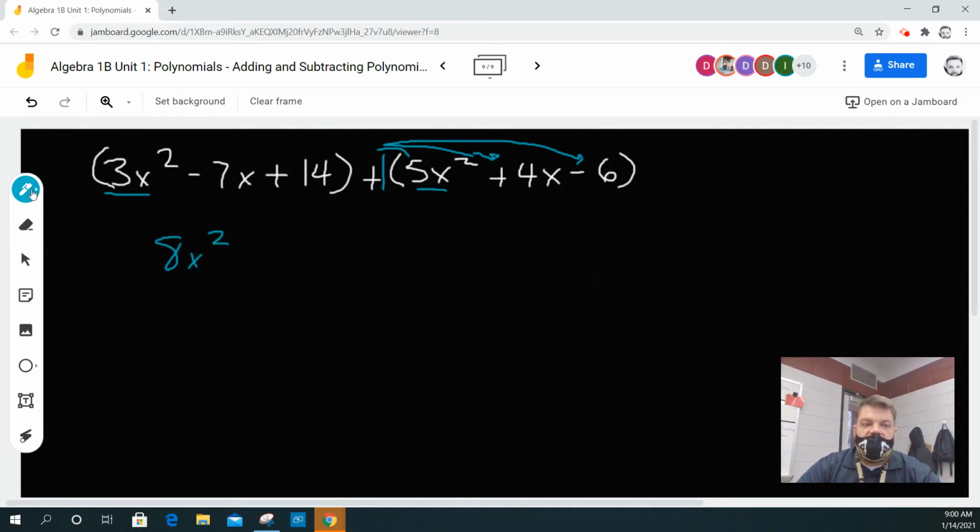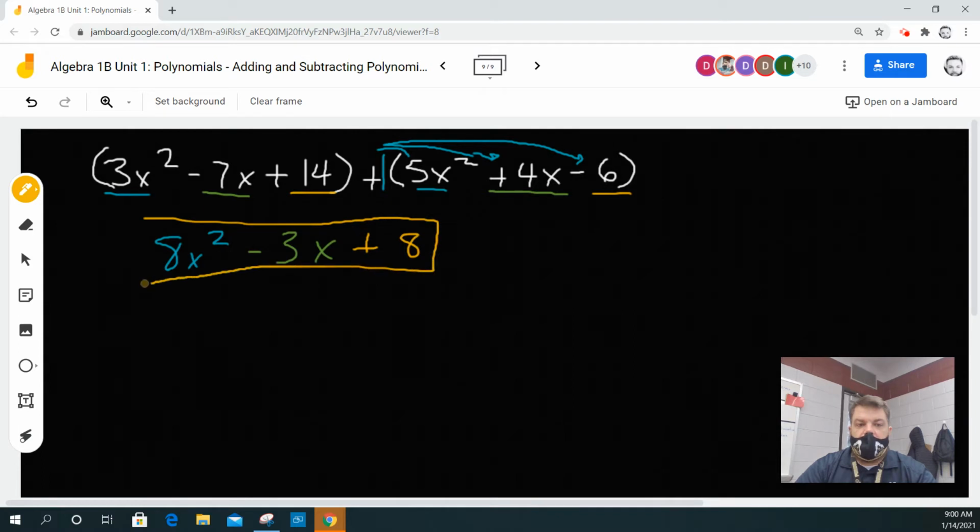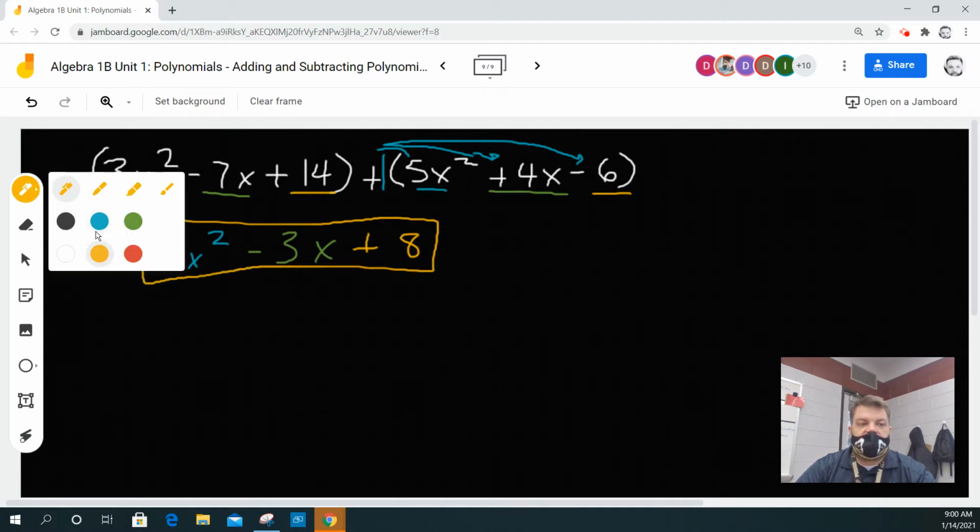Now, what is negative 7x plus 4x? Very good, negative 3x. And then lastly, what is positive 14 minus 6? Uh-oh, we got to get our fingers out for that one. Yep, positive 8. That is it. That is the answer, okay?